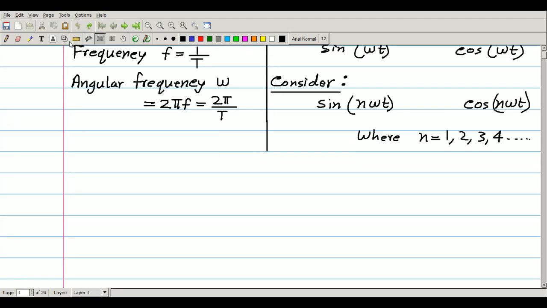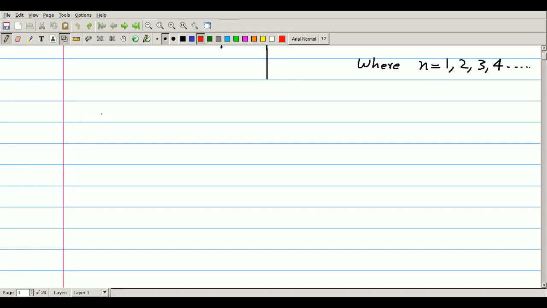Now it is easy to prove that integration of sine n omega t from time tau to tau plus capital T, the time period, will be equal to 0 for all values of tau. That means if you integrate this signal over a complete period of capital T, then no matter at which point you start your integration, the result will be 0.